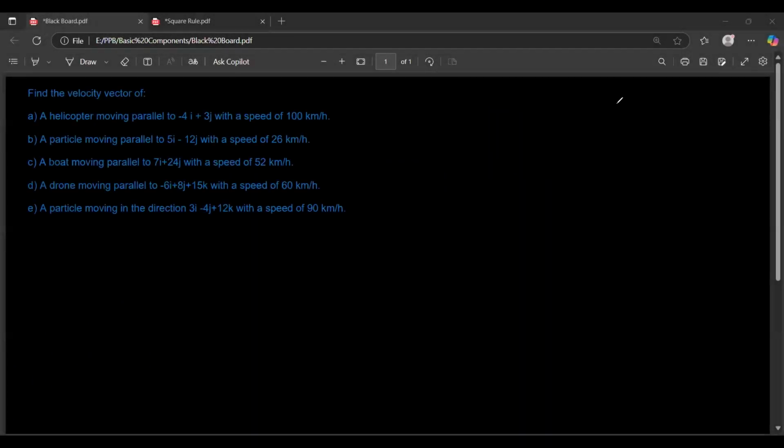So let's do some questions where the parallel vector to velocity is given and the speed is given, but the velocity vector is not given. Okay, so that's what we are going to do. So we are going to find the direction vector. So let's look at the first question.